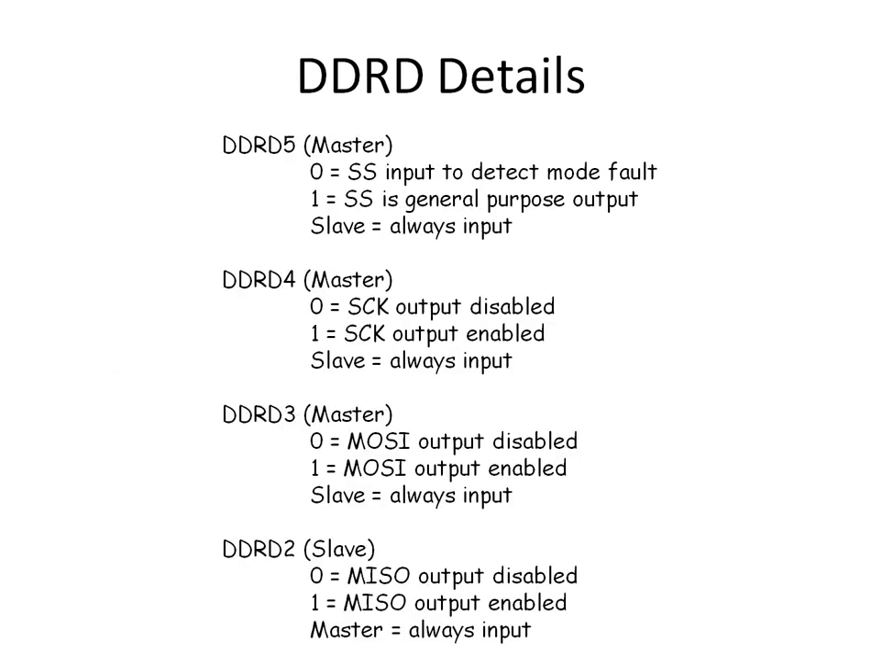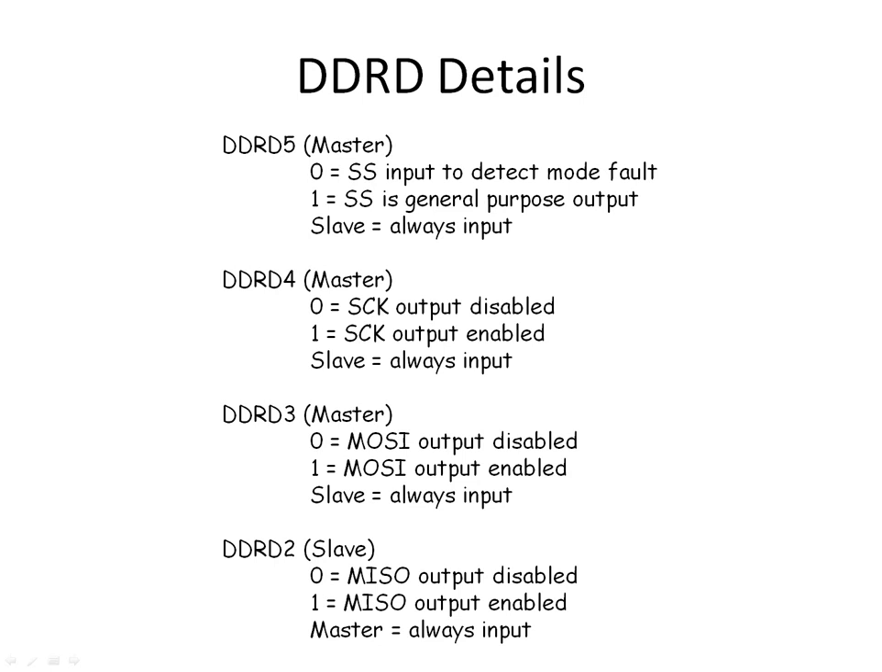So for the DDR-D5, which is a master, if we set it to a 0, the slave select input is used to detect mode fault. And if we set this bit to a 1, the slave select is a general purpose output. And if you configure the 68HC11 as a slave, it'll always be an input. So we would set this one to a 1.